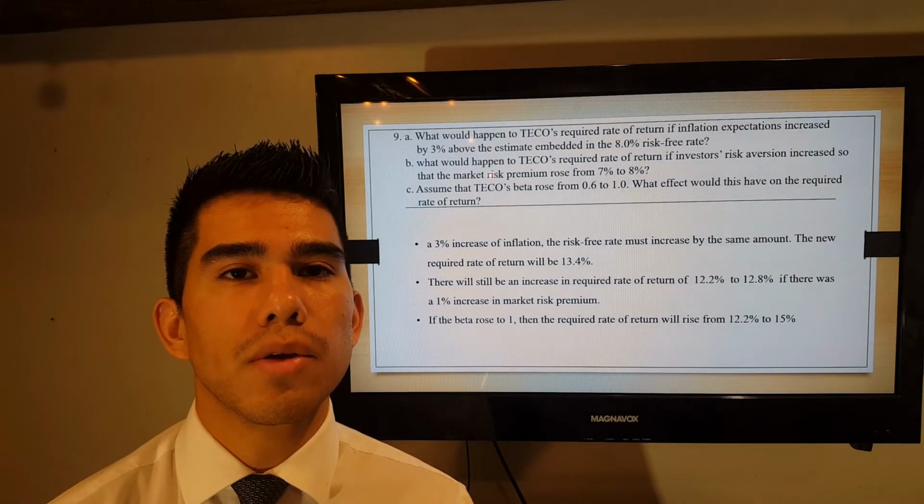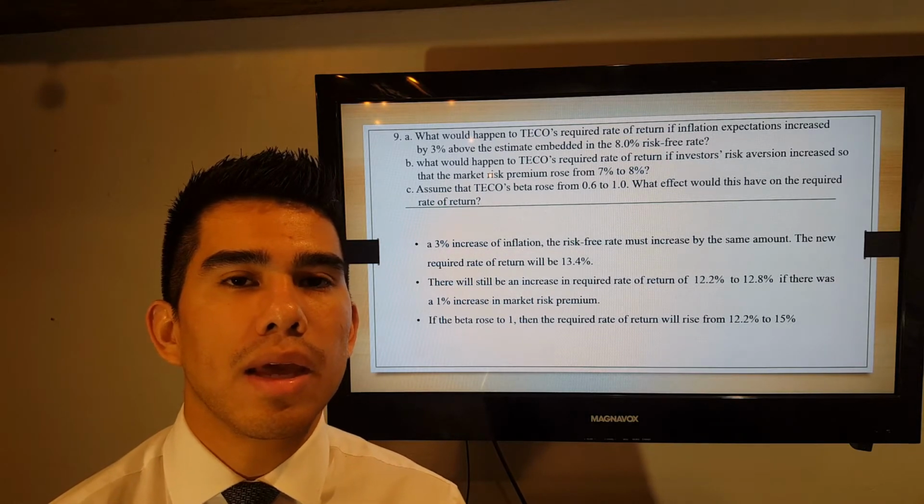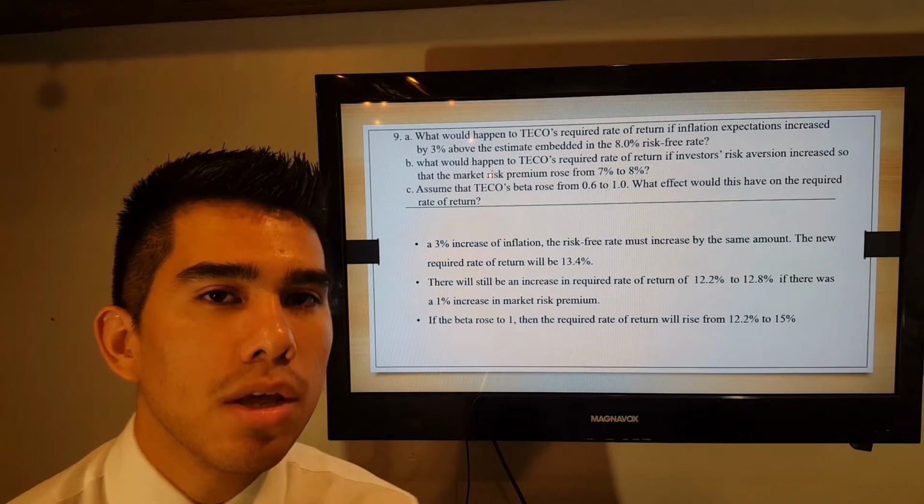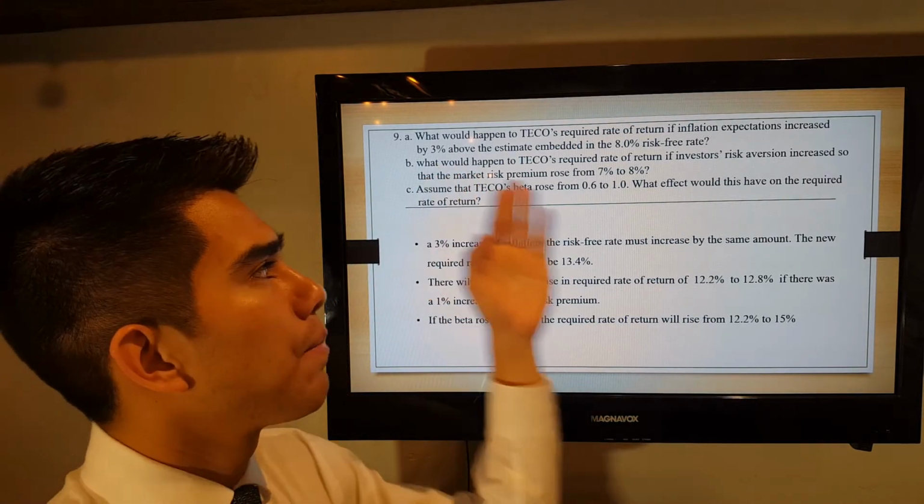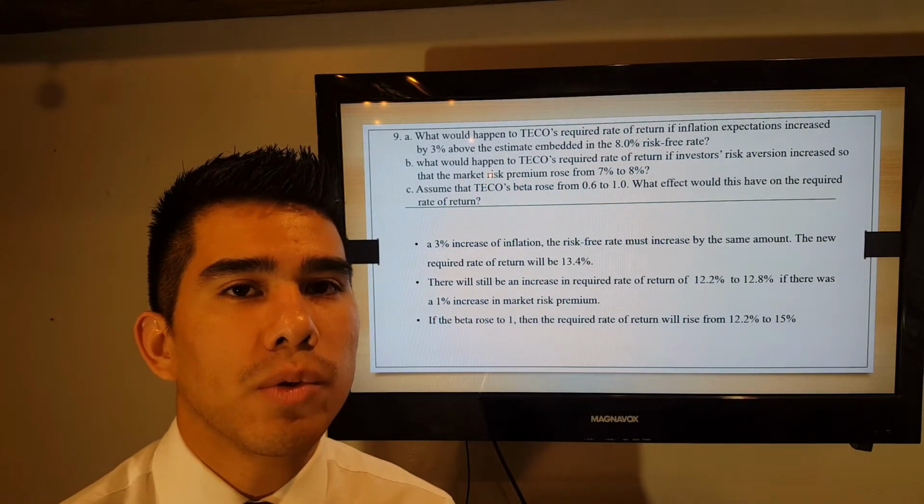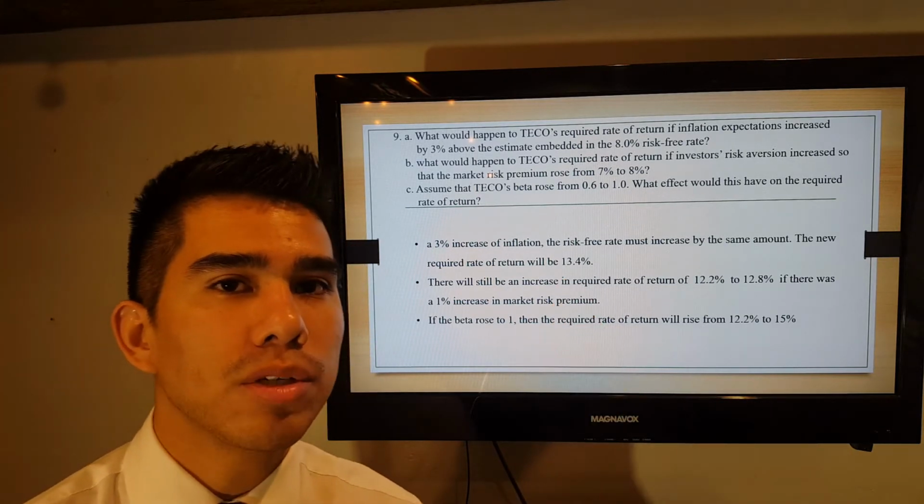Question 9 gives us different scenarios to play with, and to make these calculations, I use the CAPM model. So the first scenario is a rise in inflation of 3%. So that would increase the risk-free rate and therefore increase the required rate of return from 12.2 to 13.4%.